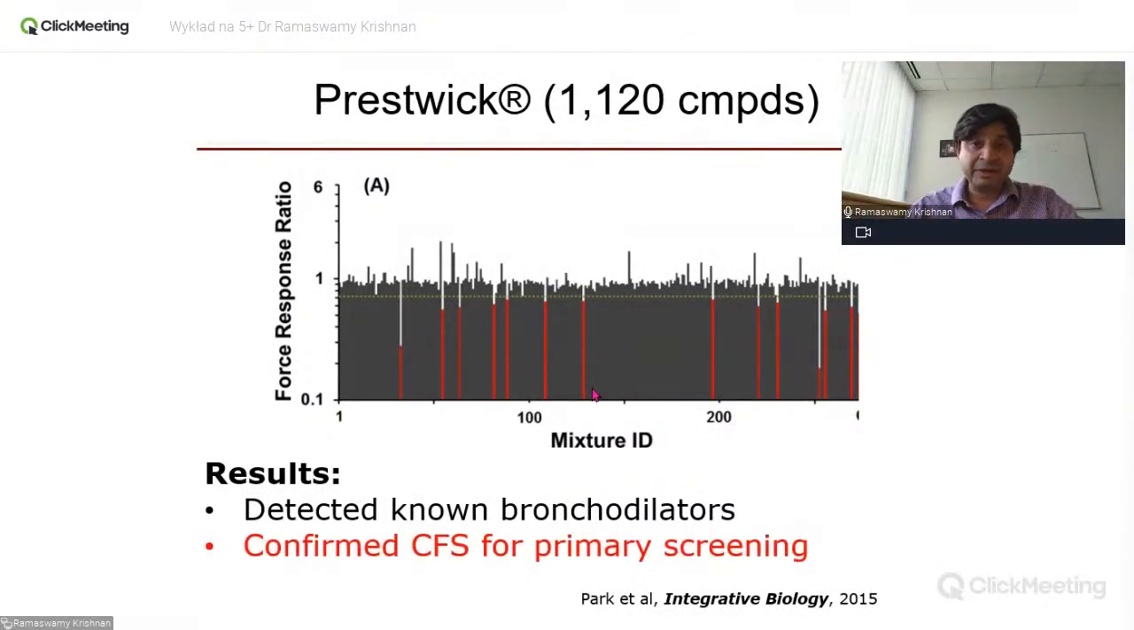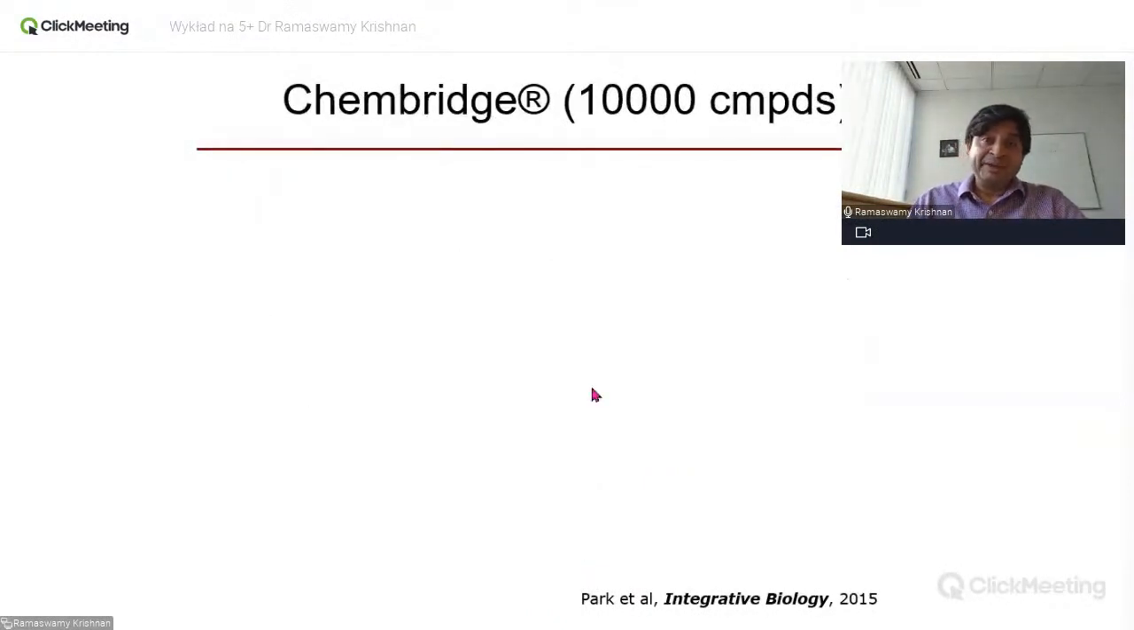So this was really a very important step for us. So now we went bigger. We started with 1,000, now we went to 10,000. And this library is a library of chemical matter. So this has no known relationship to muscle or asthma. Anything we discover here can potentially be a novel hit for asthma.